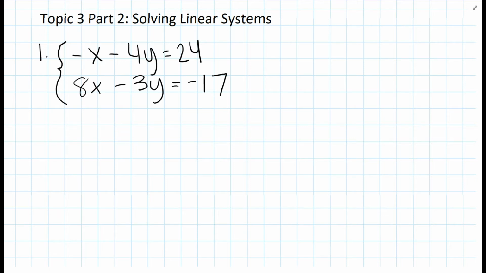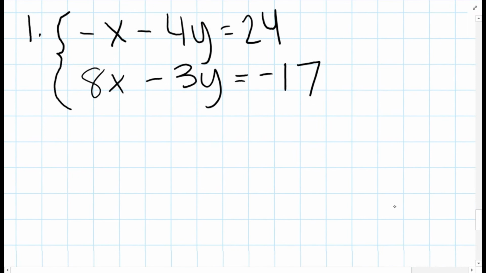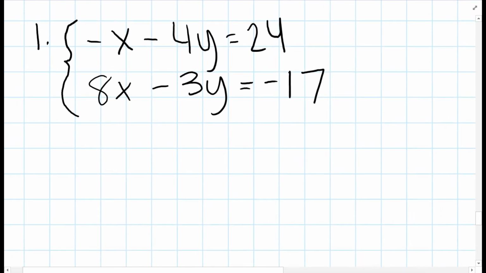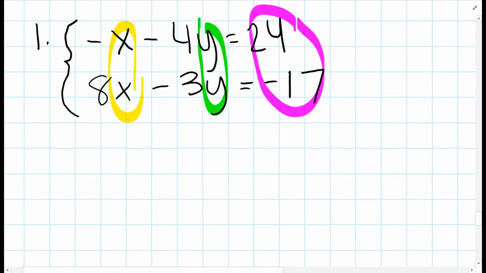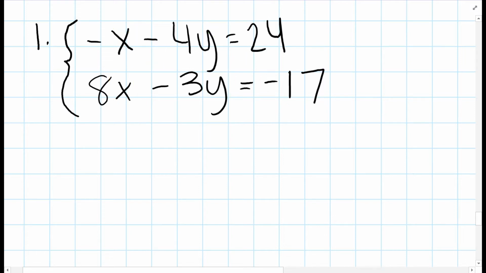Now this first one that I'm looking at, I'm going to solve with elimination. And the main reason for that, other than elimination is generally a nicer way to solve, is that I've got all of my variables really nicely lined up. So I've got my x's in one column, my y's in one column, and my constants on the other side of the equal sign. So I've got both of my equations in standard form lined up really nicely.